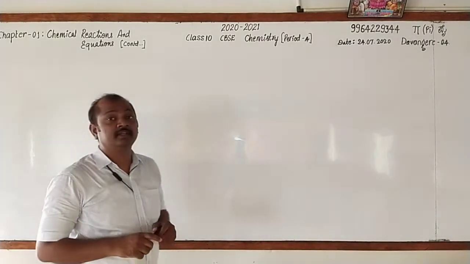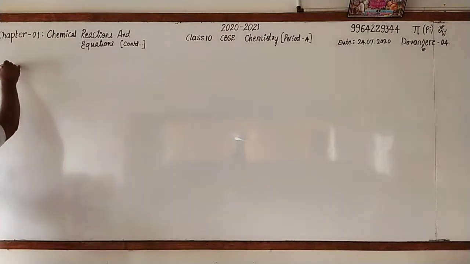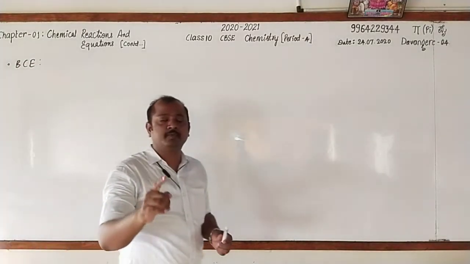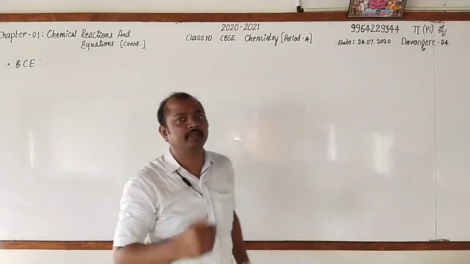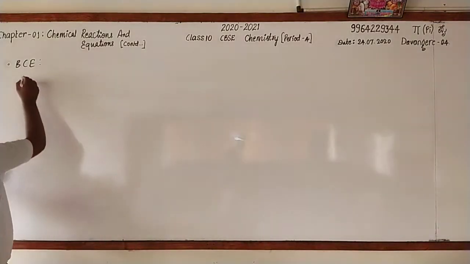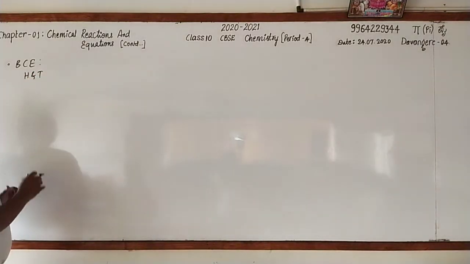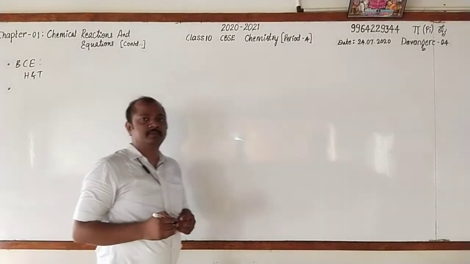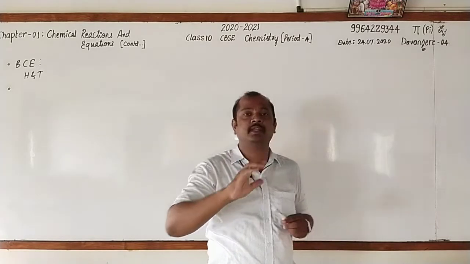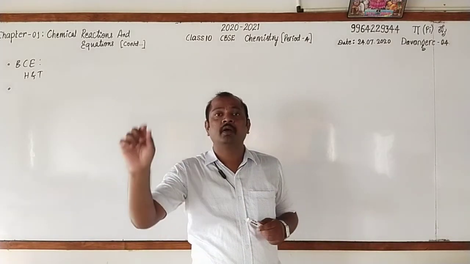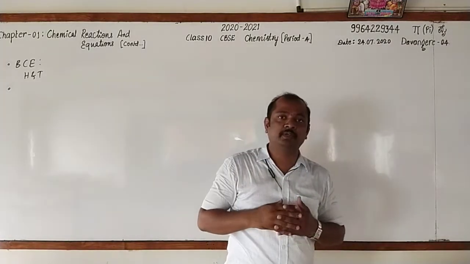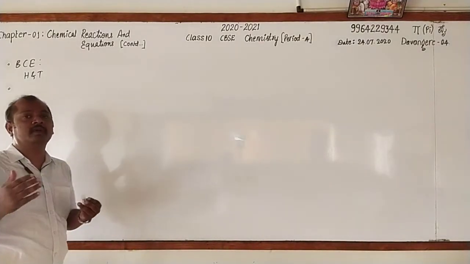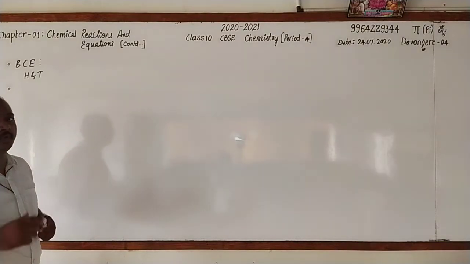Yes. The first one is balancing a chemical equation, right? For balancing purpose, we followed a method. What do you call that method? Yes, you are right. This is the hit and trial method. Is it not? Then, the second important concept: after balancing a chemical equation, we learned how to make it more informative.